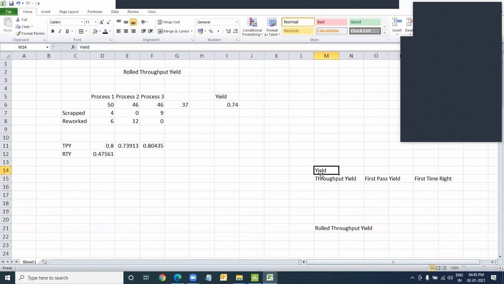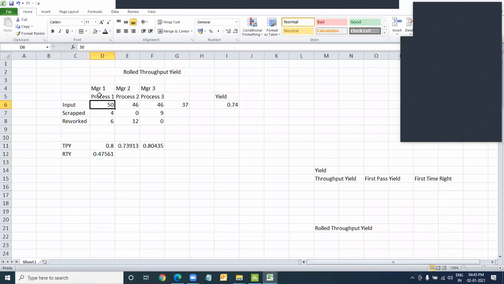Now yield, let's look at this basic example. There is a process which has started here, be it a manufacturing or service process, whatever it may be. There are three stages in the process: step 1, step 2, step 3. There is a manager 1, manager 2, and manager 3. Different managers are handling different stages of the process. 50 items got into process 1. That's where my process started.